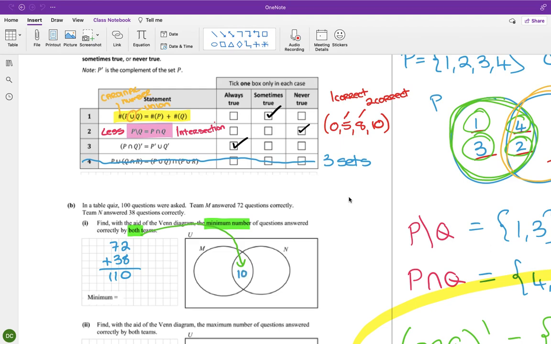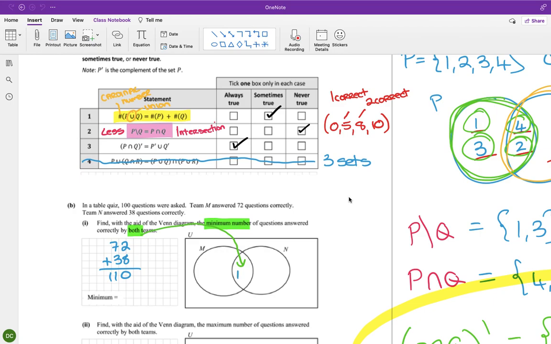How's 10? Because if I put 72 here and 38 here, I have too many people in the set. Then how do you know that you take a certain amount from each? Because at a minimum, it has to be 10. You said 100 questions were asked. At an absolute minimum, it has to be 10 because it's the only thing that will make sense. But then how would you know what to take away from 72 and what to take away from 38? I take 10. Okay, guys, listen. But you don't take 10 from each. I take 10 from both.